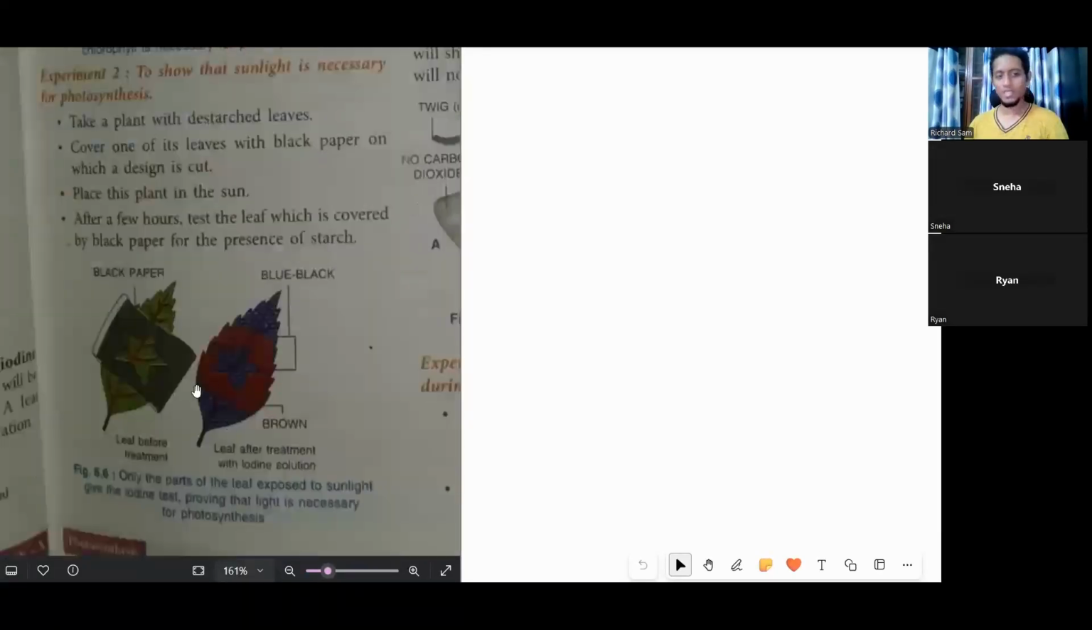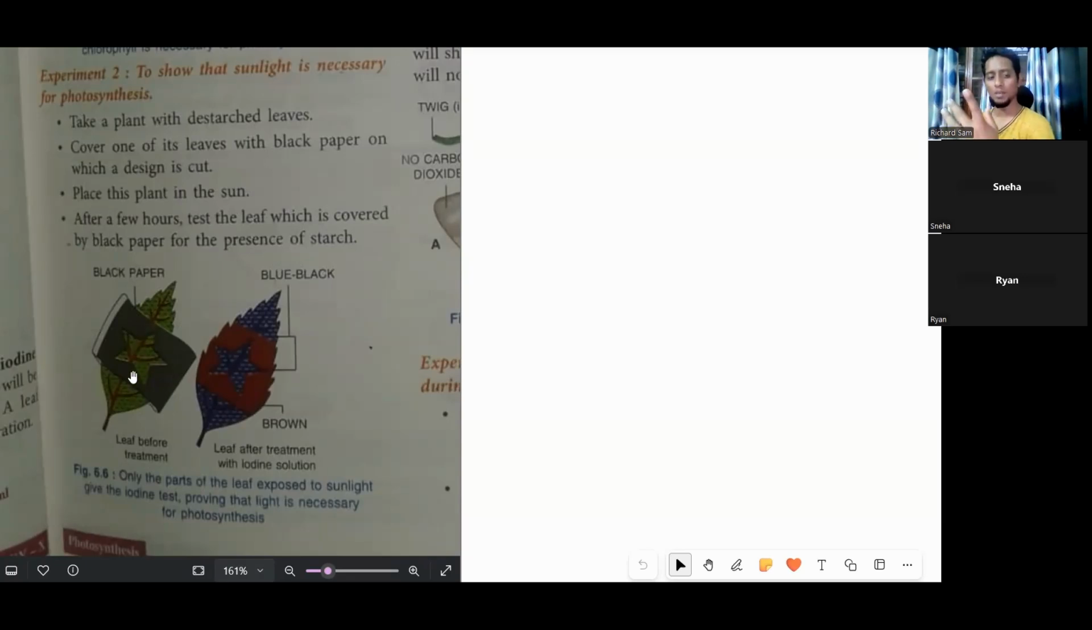A similar experiment is done here also. First, this is to show that sunlight is necessary for photosynthesis. First step, destarch the leaf, remove all the starch, then put a paper like this over the leaf and put the leaf back in the sun.